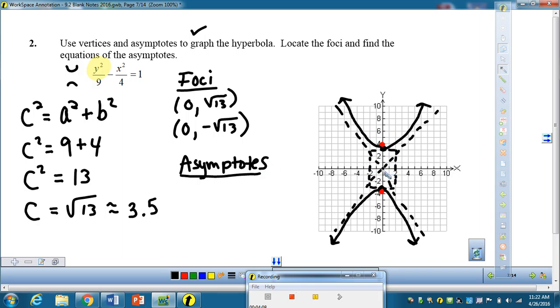Next, for the equation for the asymptotes, we're going to look at a center. We're going to look at the rise over the run. So this time it's up 3 over 2. So it's going to be 3 halves x. And the other asymptote is going to be negative 3 halves x.